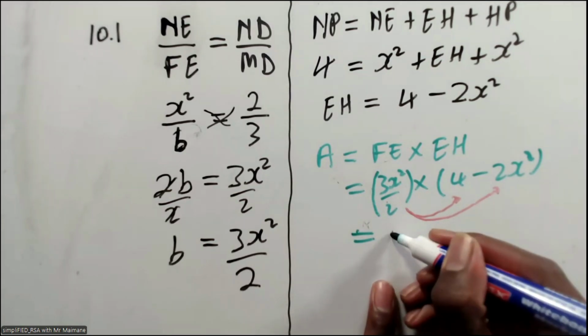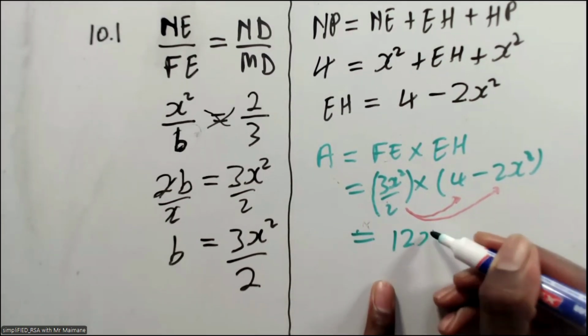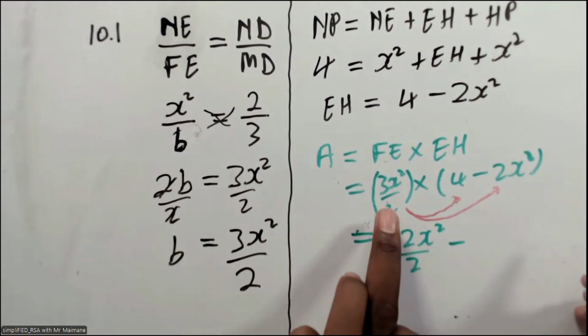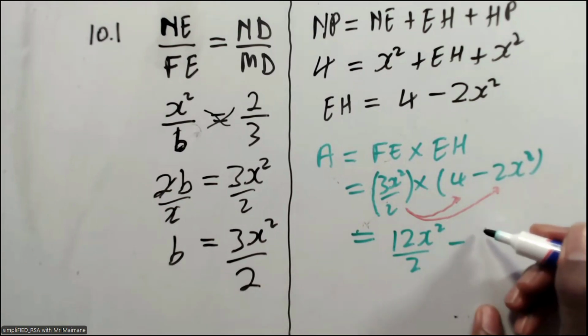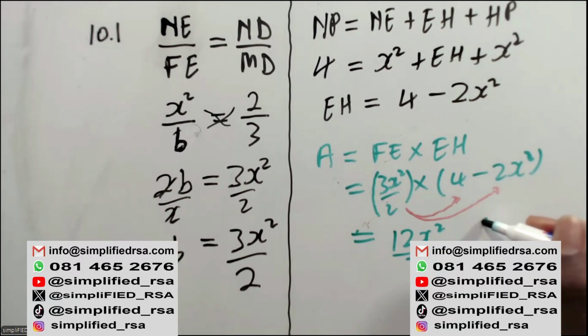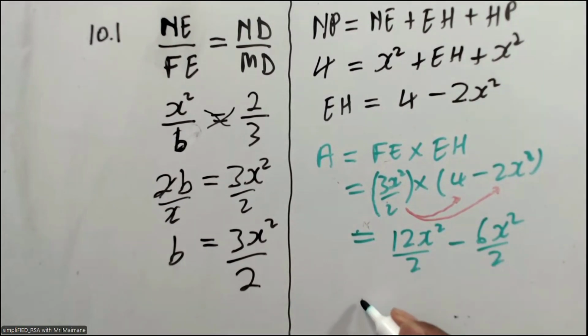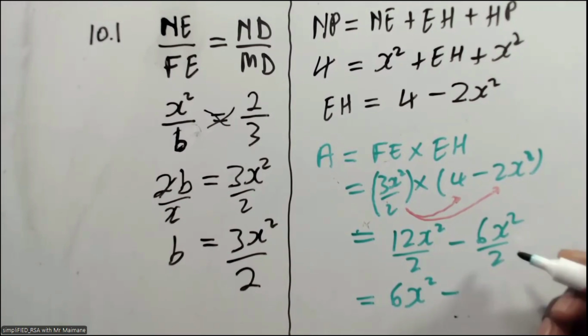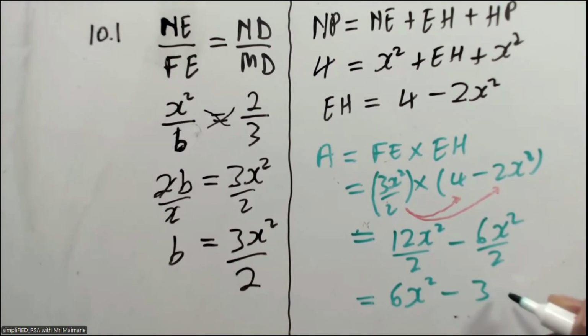As you can see, let me just put it as 12x squared over 2 minus this times that, which is going to be minus 6x squared over 2. And they are both divided by 2. And then this is going to equal 12 divided by 2, which is 6x squared, minus 6 divided by 2, which is going to be 3.